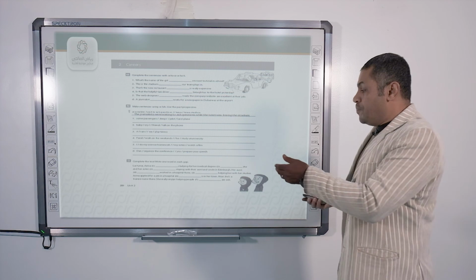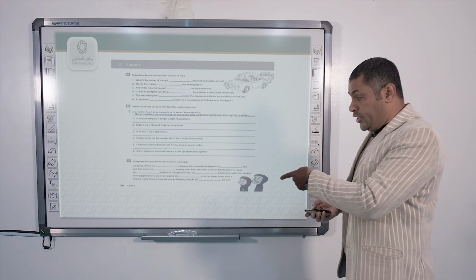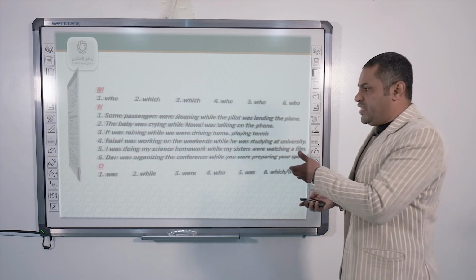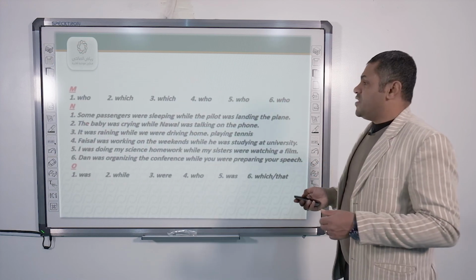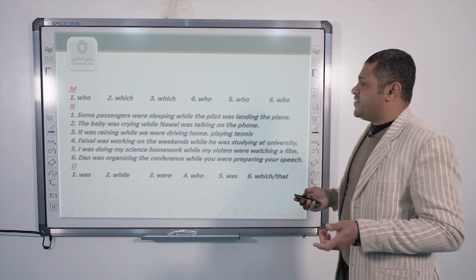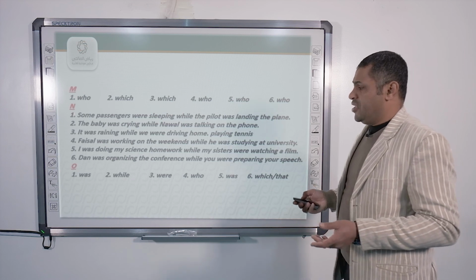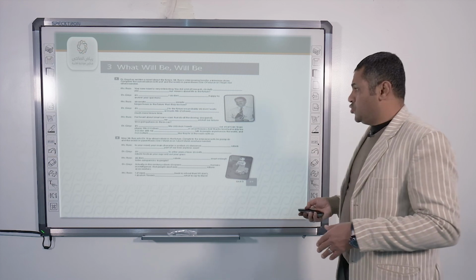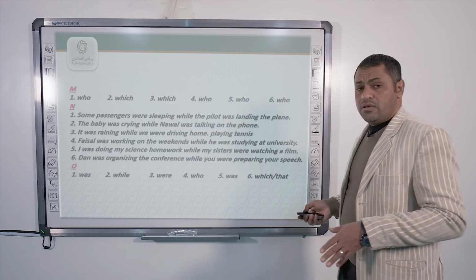You are going to answer these questions on page 20 on your own workbook and to revise the answers with these answers. These are the answers for practices M, N, and O. Again, to page 21. Okay, that's for now.